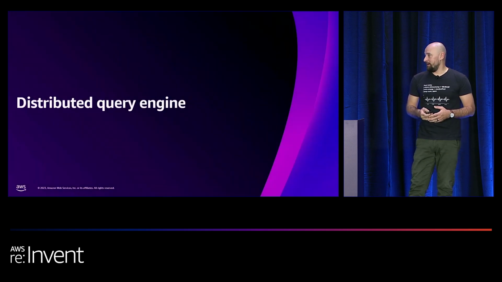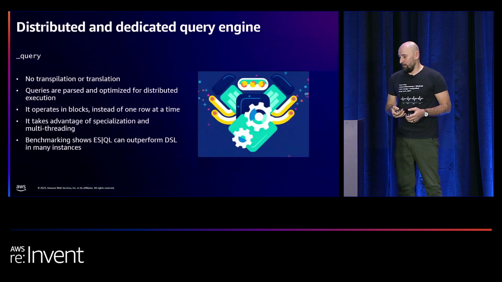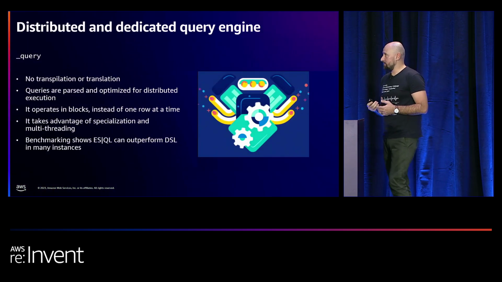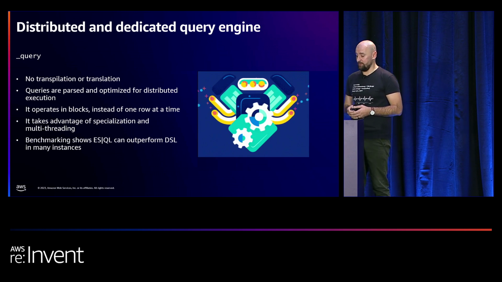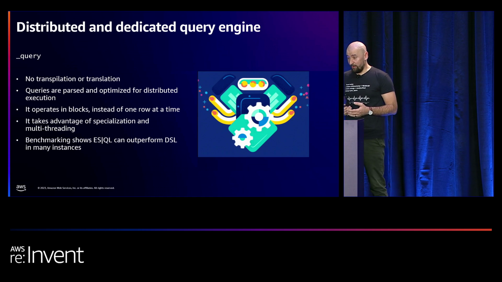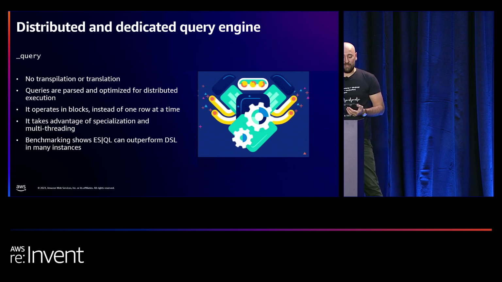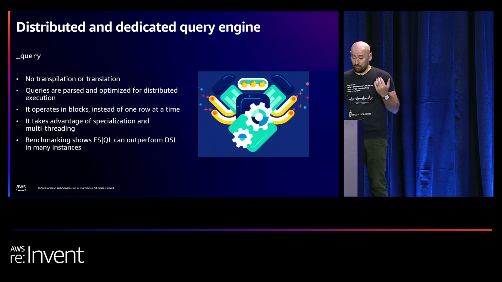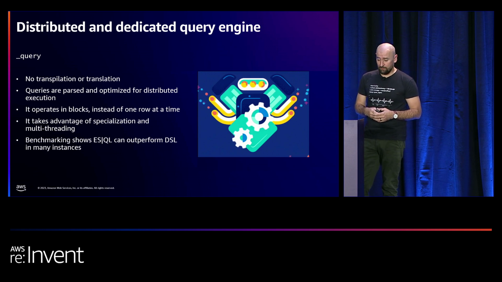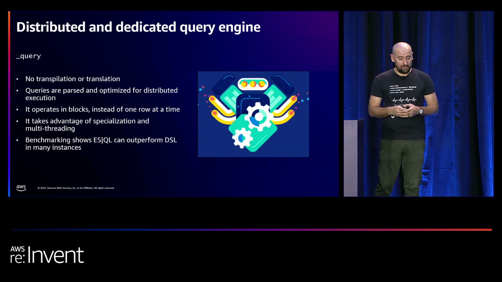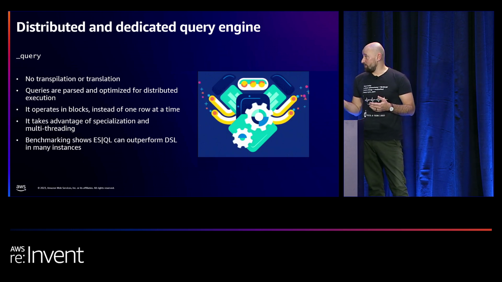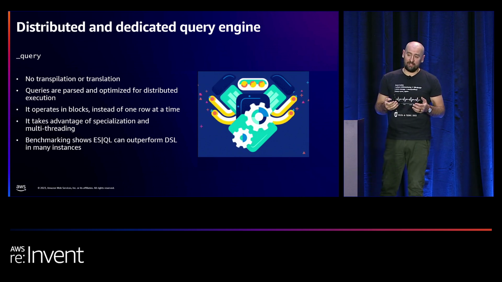The first is a distributed query engine. We are launching, as I mentioned before, a new distributed and dedicated query engine whose purpose is to help our users expedite data handling, allowing for quicker and more responsive analysis. The endpoint is _query, and there is no transpilation or translation like we have today. So it's directly to _query. The queries are parsed and optimized for distributed execution, and it operates in blocks instead of one row at a time. It takes advantage of specialization and multi-threading, and the benchmarks are actually showing that ESQL is outperforming DSL in many instances.